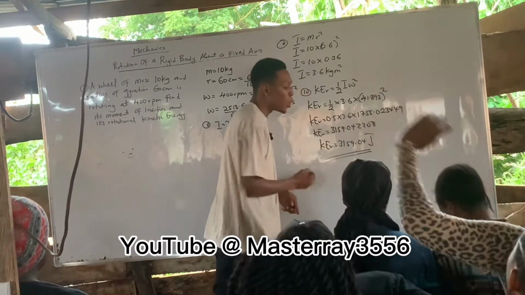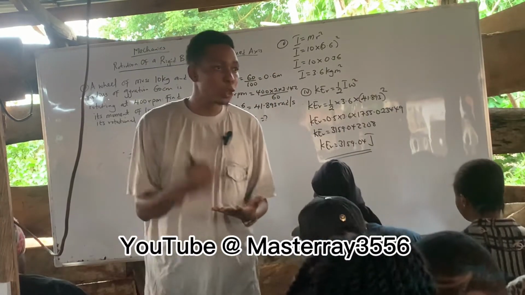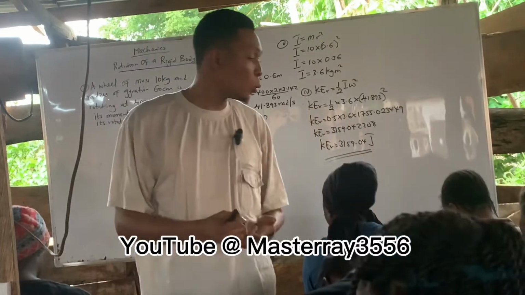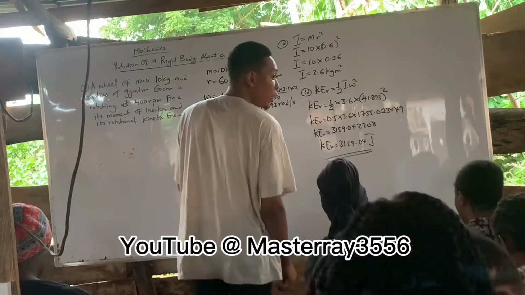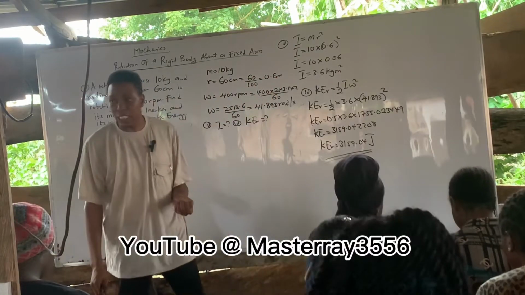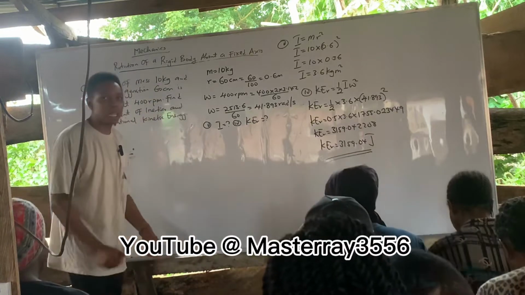Any energy is in joule. Work done is in joule. Potential energy is in joule. Kinetic energy is also in joule, be it rotational or linear, as long as it's an energy. Is that clear? So the SI unit is joule. All right, copy that.